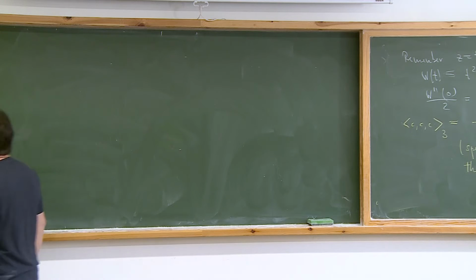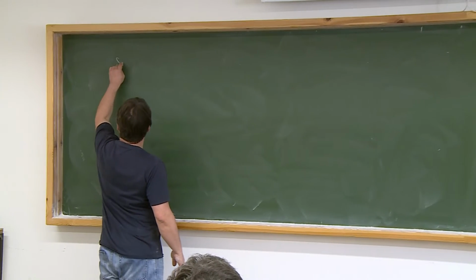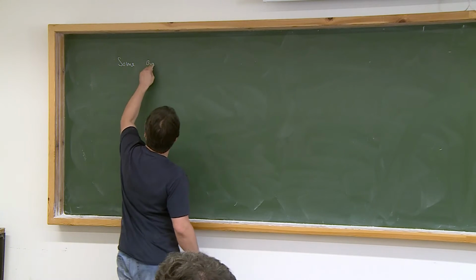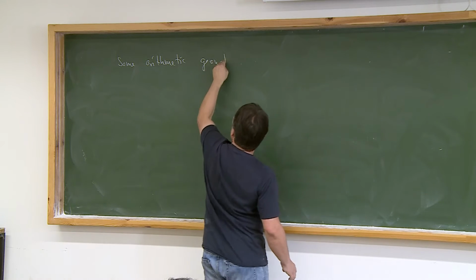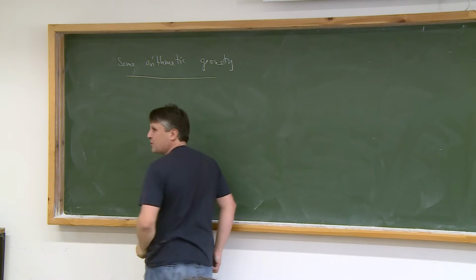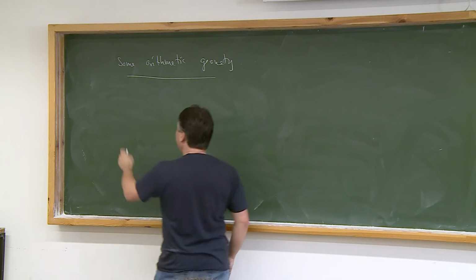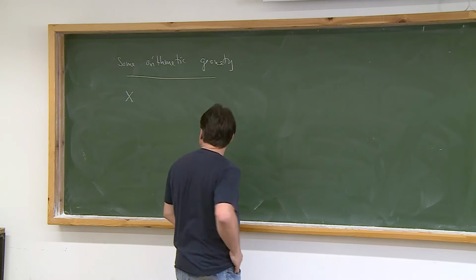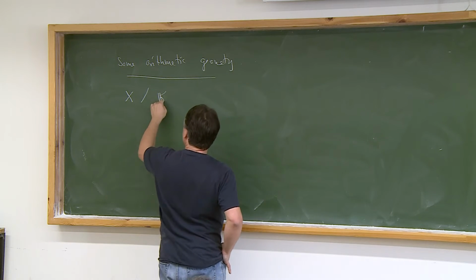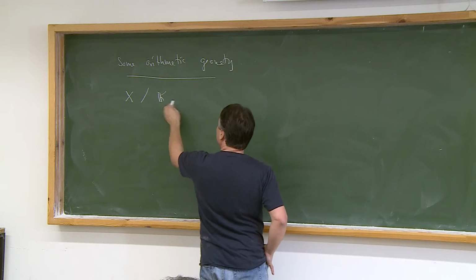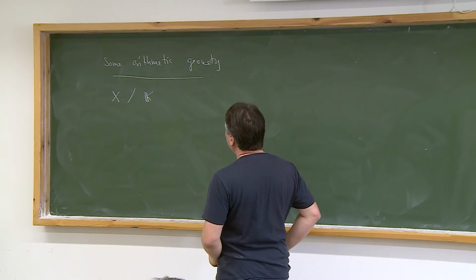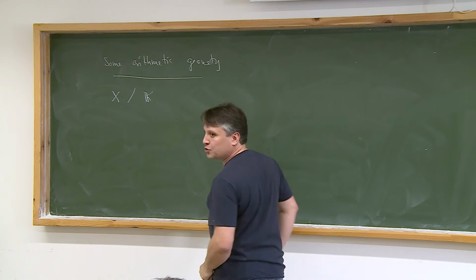Okay, so now we have X, which is an algebraic variety defined over K. What I want to do is look at its automorphism group.